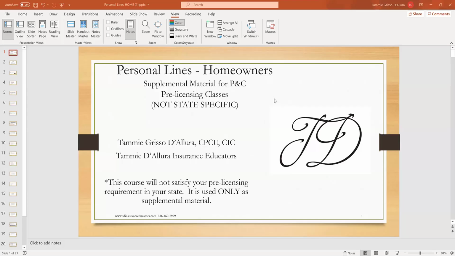And we are going to start today with our personal lines homeowner. Now, this is a supplemental material for the property and casualty pre-licensing class. It is not going to be state specific, but I am going to point out some things because most of the items that we're going to be discussing here are considered for all the states. All of the states will be using this information.